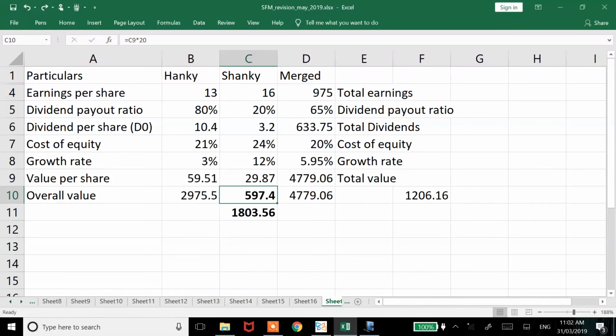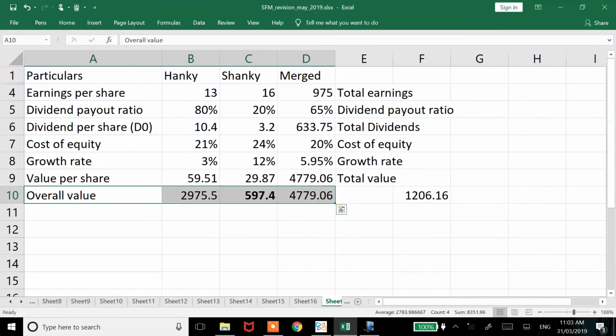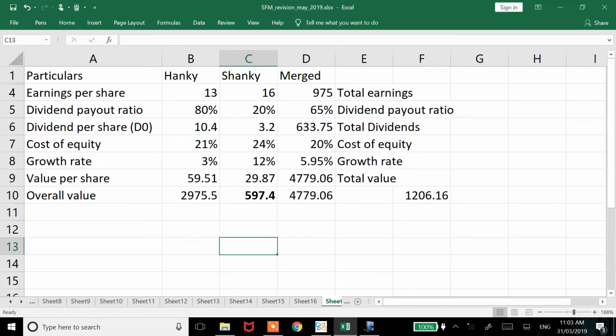Next, calculation of minimum exchange ratio and maximum exchange ratio. You just write the overall value and then come to the calculation of minimum exchange ratio and maximum exchange ratio. Part 1, minimum exchange ratio.